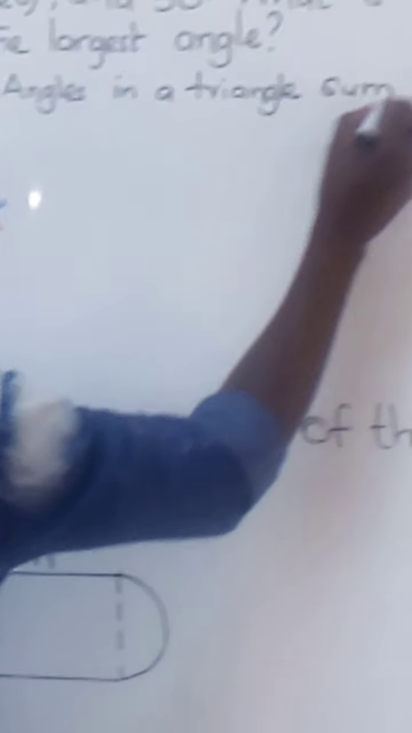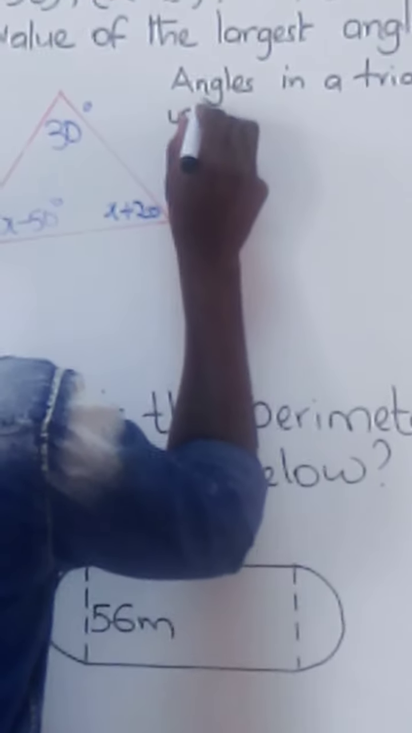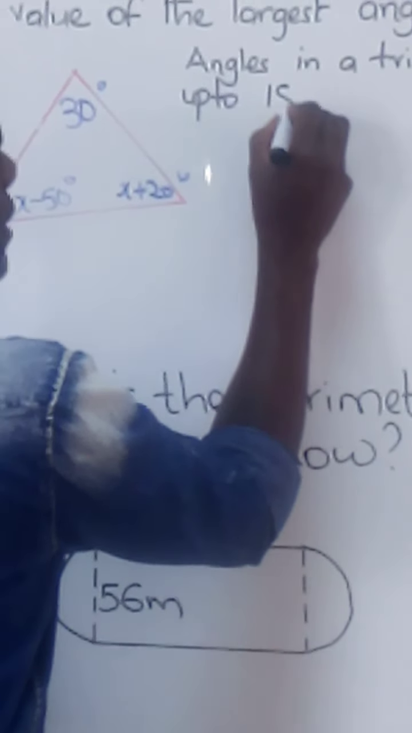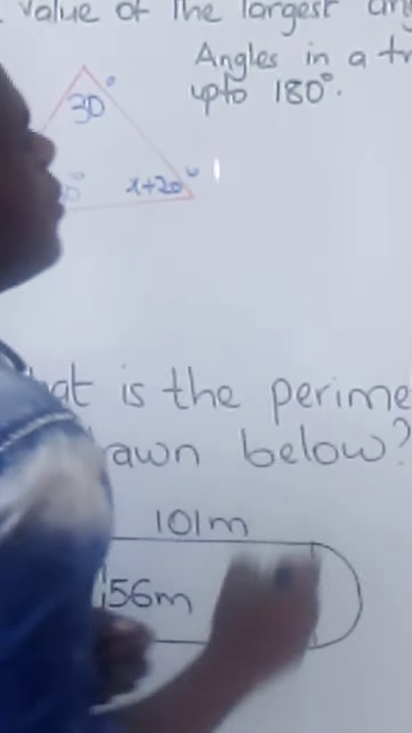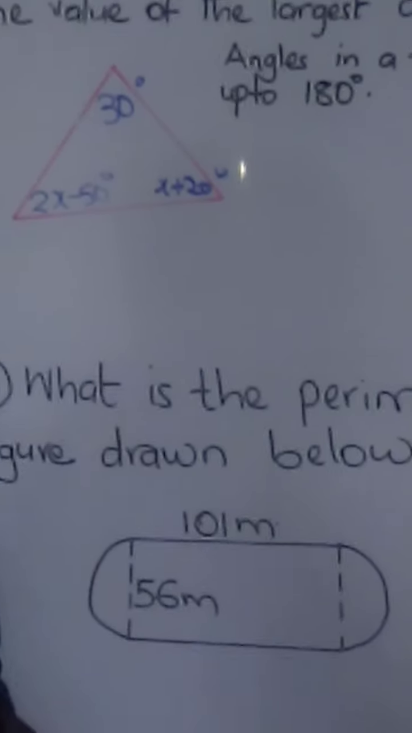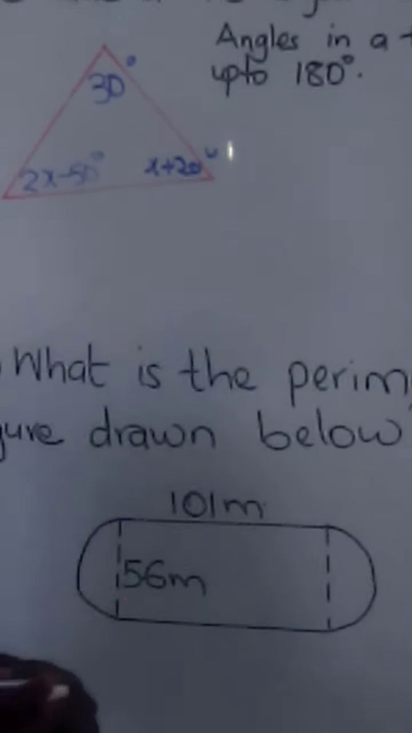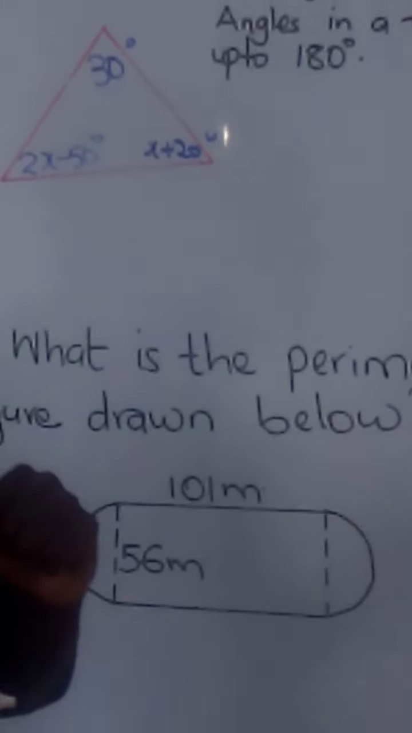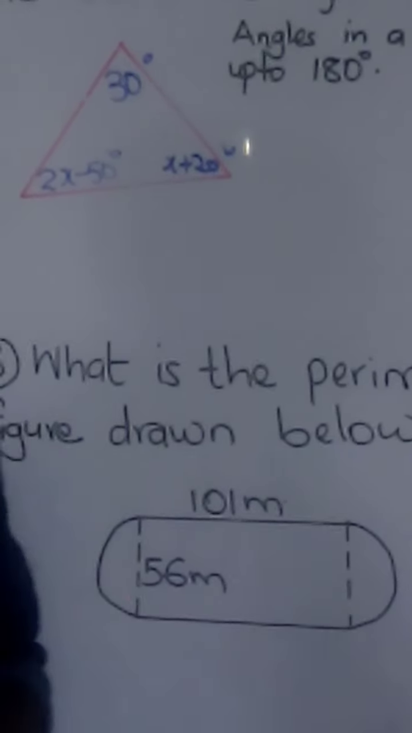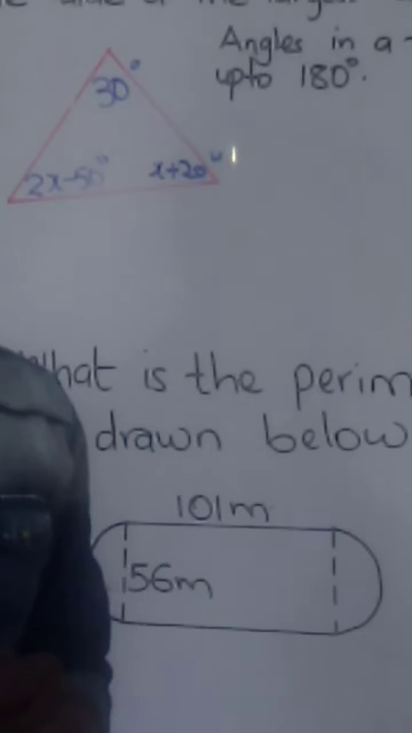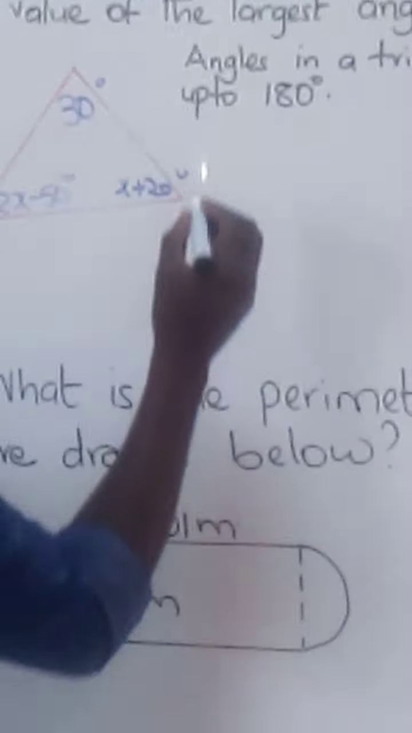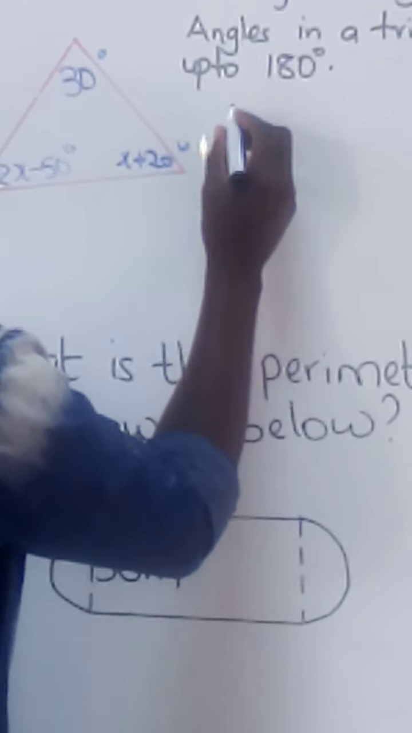sum up to 180 degrees. Angles in a triangle sum up to 180 degrees. Sum means add. When we add the angles in a triangle, we should get 180 degrees. And so to interpret this, we are going to add the angles in the triangle.